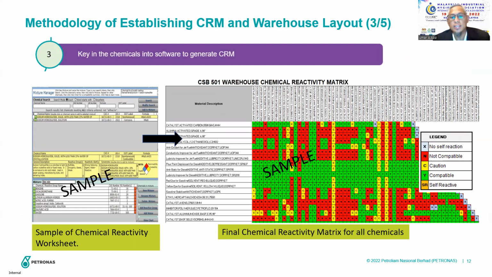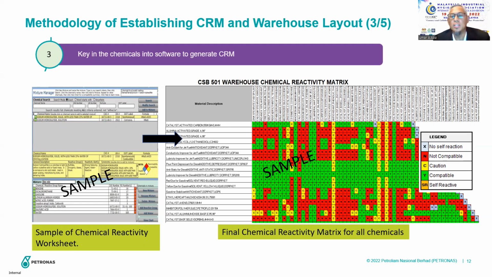On the right side of the slide, this is the warehouse chemical reactivity matrix that we have generated for CSB 501. You can see the chart shows many colors, which indicate types of compatibility. Red denotes not compatible. Two chemicals cannot be arranged together. They have to be separated.